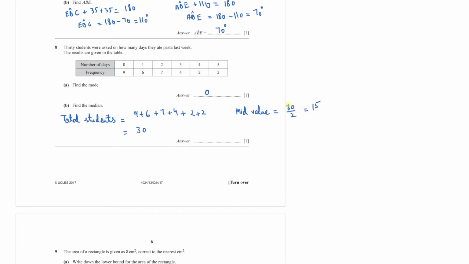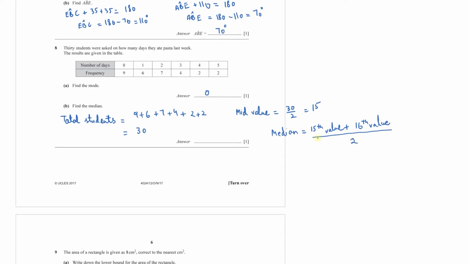Since your total number of students is an even number, that means your median is the 15th value plus the next value, which is the 16th value, and then divide by 2, take the average of the two. So now you need to find what's the 15th and the 16th value.